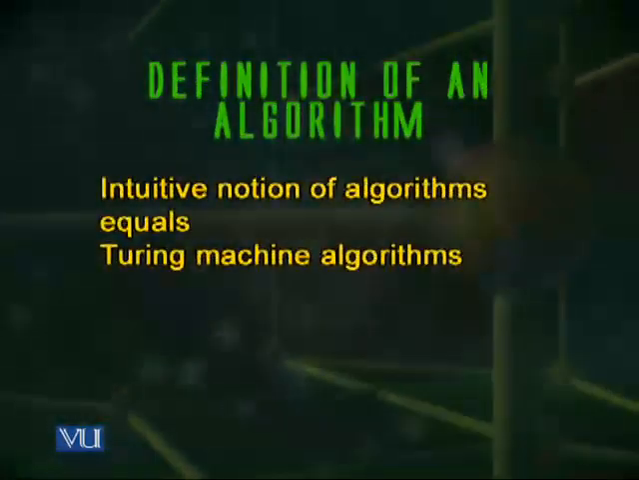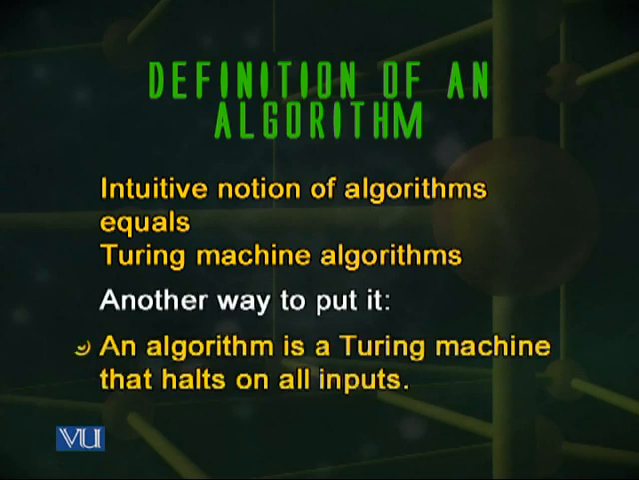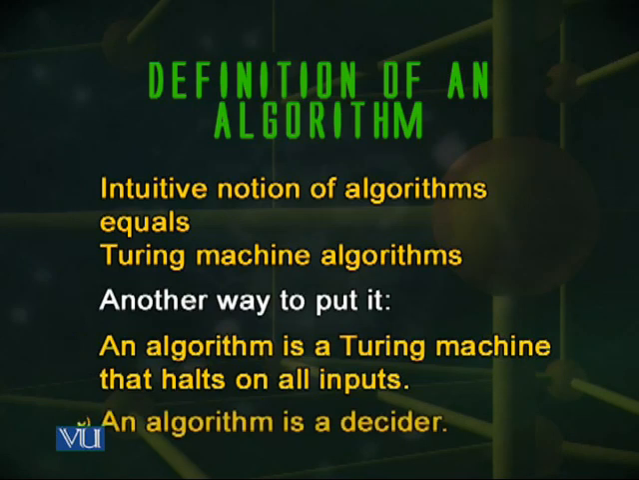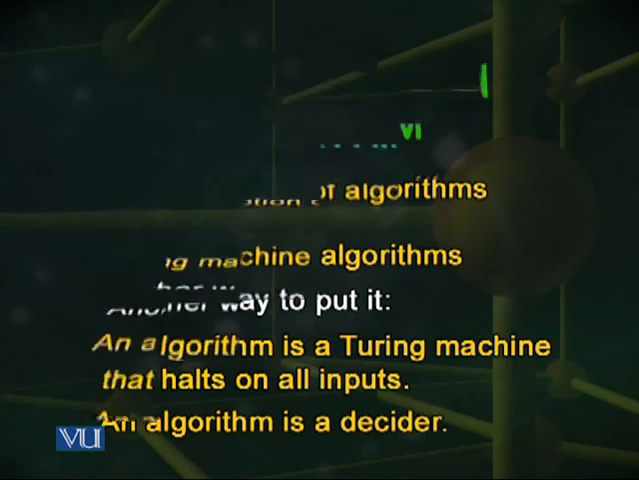Well, the intuitive notion of what an algorithm is now has the same mathematical notion of a Turing machine. So we have been able to define what an algorithm is. An algorithm is a Turing machine that always halts. Said in another way, an algorithm is a decider. It's a Turing machine that halts on all inputs. It either accepts the input or rejects the input. So now, the mathematical notion of a Turing machine has helped us capture the intuitive notion of an algorithm.